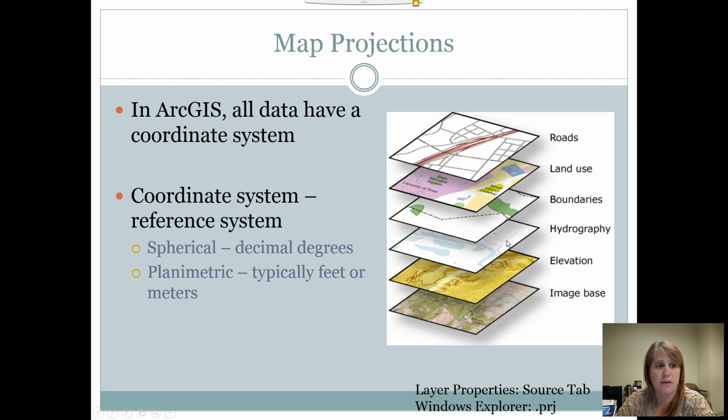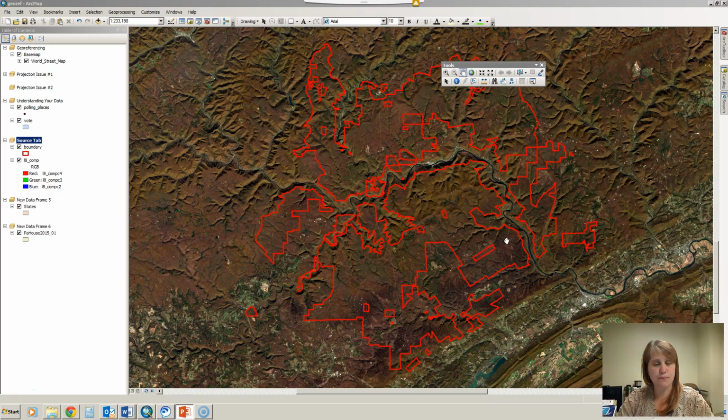There are two different types of coordinate systems or reference systems that can be used in ArcGIS. One is a spherical coordinate system, and one is a planimetric coordinate system. Spherical are in decimal degrees, while planimetric is typically in feet or meters. Now, before we move on, I want to get into a couple of the little details about where you find your coordinate system information in ArcGIS. So let's go to a map to explore that.